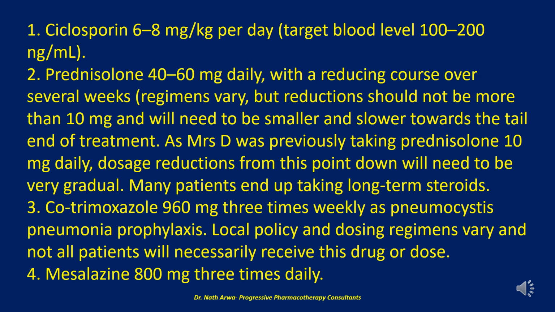As Mrs. D was previously taking prednisolone 10 mg daily, dosage reductions from this point down will need to be very gradual. Many patients end up taking long-term steroids. 3. Cotrimoxazole dosed at 960 mg 3 times weekly as pneumocystis pneumonia prophylaxis. Local policy and dosing regimens vary and not all patients will necessarily receive this drug or dose. 4. Mesalazine dosed at 800 mg 3 times daily.